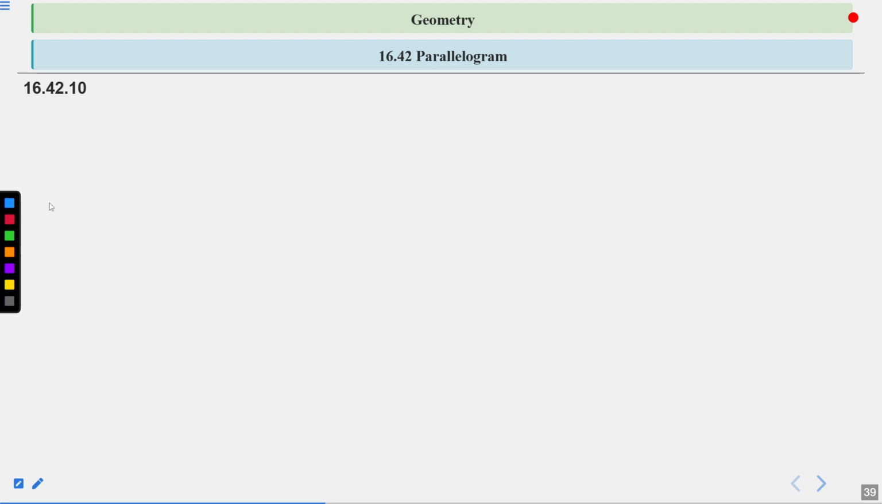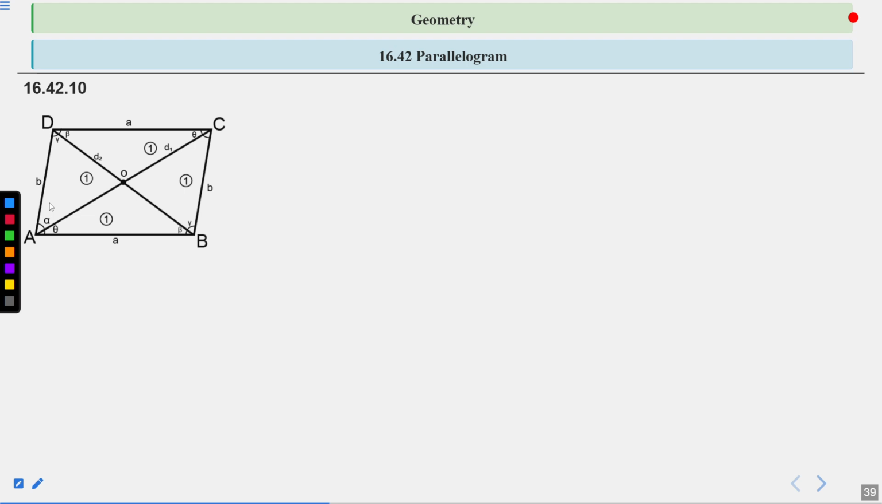Next formula of the parallelogram, 16.42.10. This is the diagram of the parallelogram. Now the diagonals bisect each other, but not at 90 degrees. What does it mean? It means the length of AO equals OC and OB equals OD, but they do not cut each other at 90 degrees as in a rhombus or square. So next one.